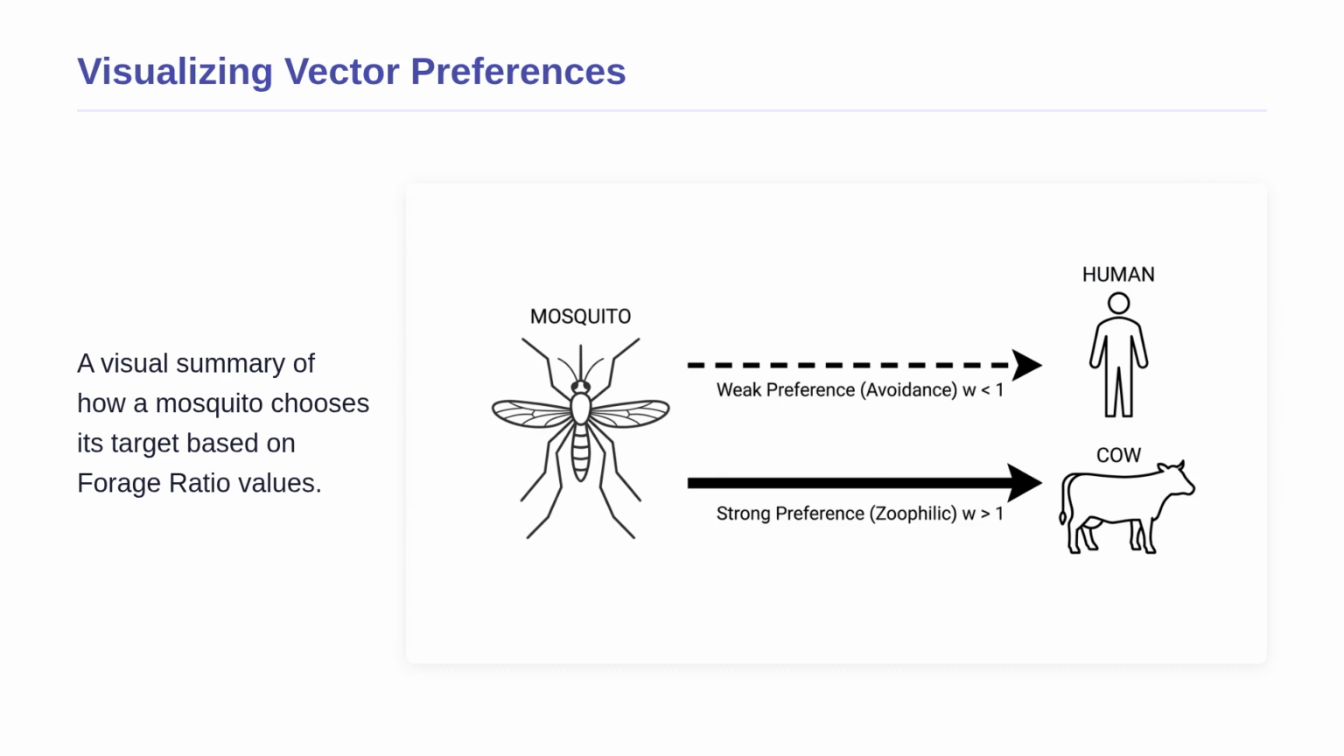Conversely, the thick, solid black arrow pointing toward the cow represents a forage ratio greater than 1. This clearly shows a strong zoophilic preference. Diagrams like this help epidemiologists quickly map out how diseases will flow through a local ecosystem based on the math.